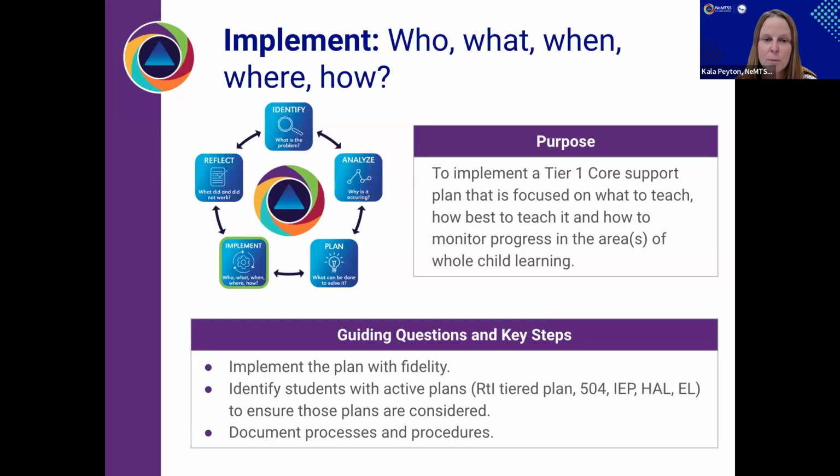In the fourth step of the problem-solving process, the focus shifts to the implementation of a Tier 1 core support plan. The plan focuses on what to teach, how best to teach it, and how to monitor progress in the area of whole child learning. Before implementation occurs, specifics such as the who, what, when, where, and how must be identified and clearly documented to ensure the plan is implemented with fidelity.